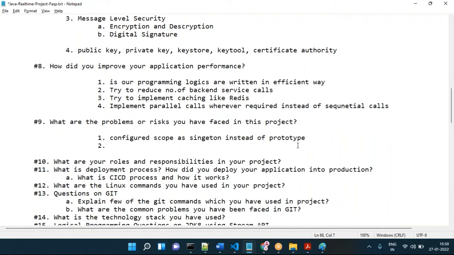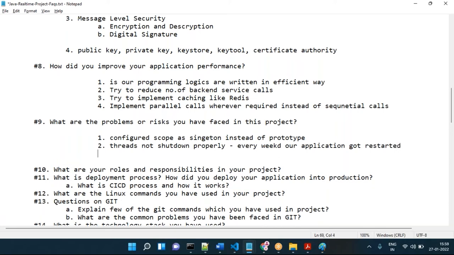Next one is that threads are not shut down properly. By default the threads are not closed. Due to this, every week our application got restarted and we were getting out of memory issues.